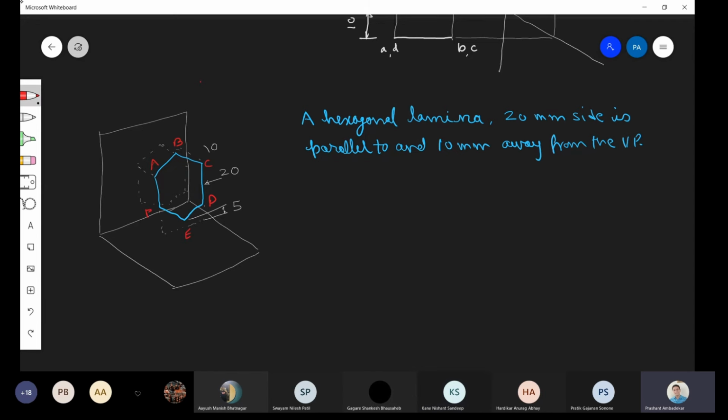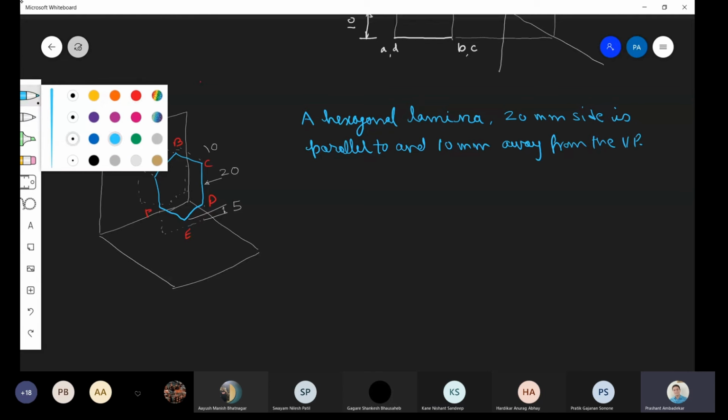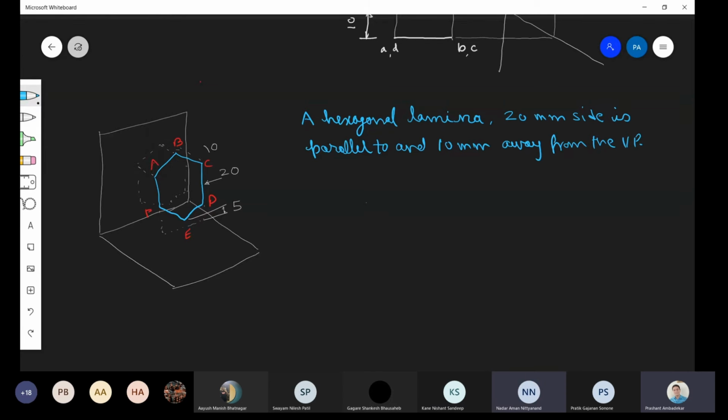Okay, now tell. Vertex E is above 5 mm. 5 mm what? Vertex E. 5 mm above HP.